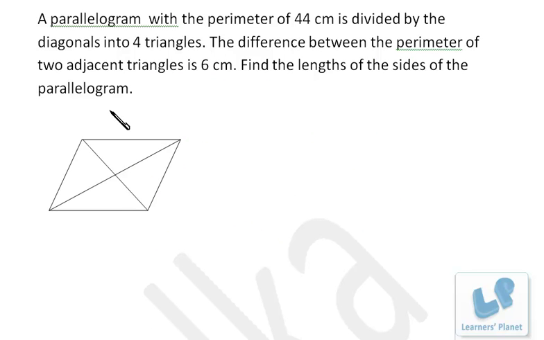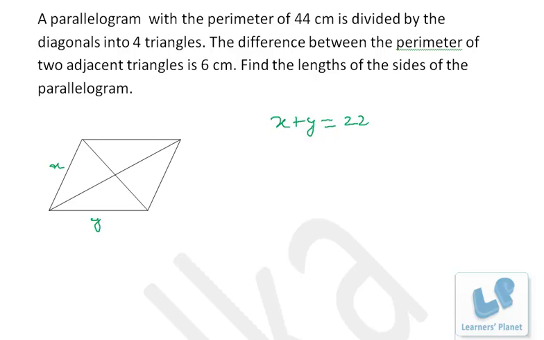Now let's discuss this question. A parallelogram with the perimeter of 44 centimeter is divided by the diagonals into 4 triangles. The difference between the perimeter of two adjacent triangles is 6 centimeter. Find the length of sides of the parallelogram. Now I suppose this is x and this is y, right? So perimeter is 44, that means x plus y must be 22.